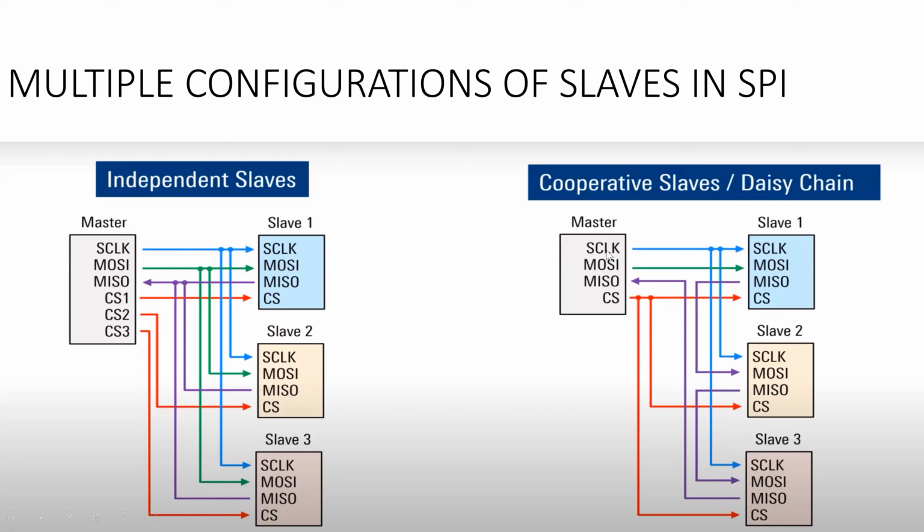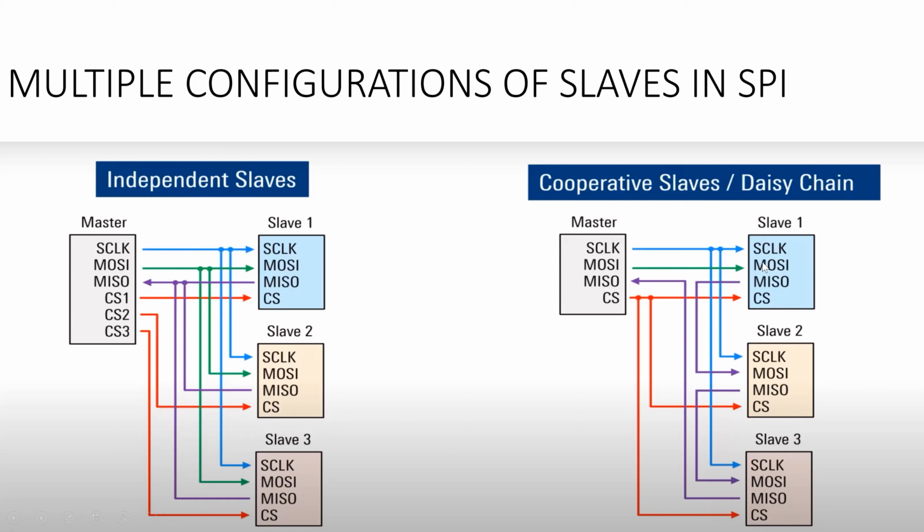Like the serial clock will be shared among all the slaves, likewise in the independent slaves. So this is the slave clock line. The same clock will be passed to slave 2 and slave 3 as well. And the MOSI line, master out slave in, will be connected to MOSI here again. So we are transferring data from master to slave 1, directly to this slave 1.